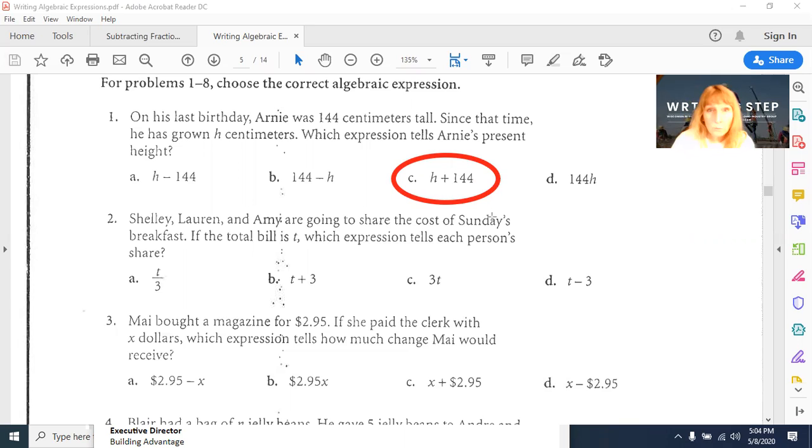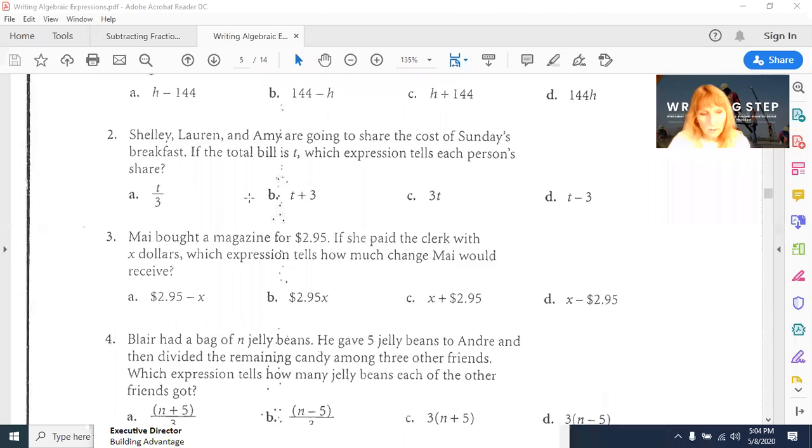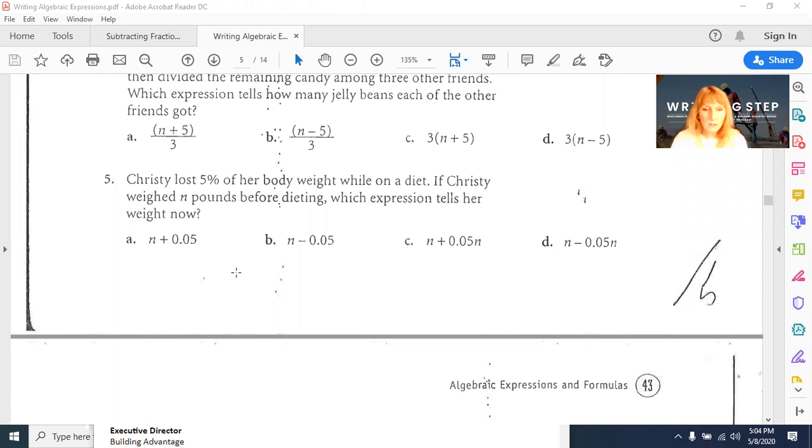Let's look at number 5. Let's see what that says. Christy lost 5% of her body weight while on a diet. If Christy weighed n pounds before dieting, this one's tricky, which expression tells her weight now? So remember with percentage, first of all, you have to change the 5% to a decimal by moving the decimal 2 to the left. So here's your new decimal, and you fill it in with a 0. So it's something to do with 0.05, right?